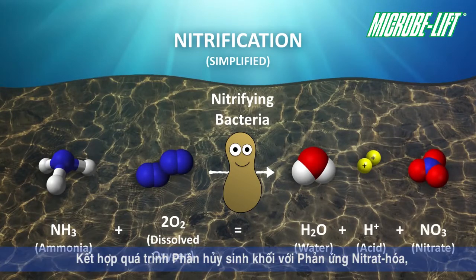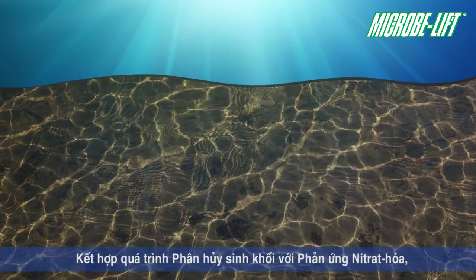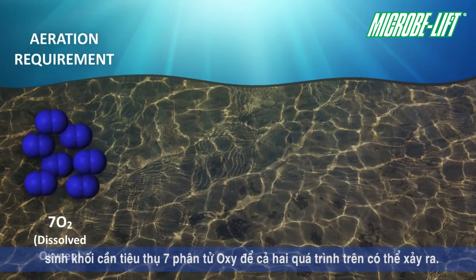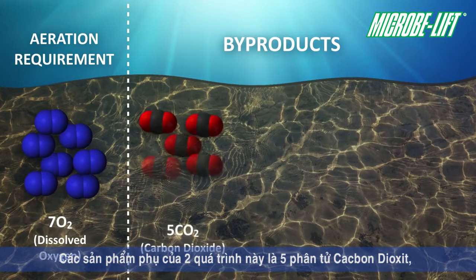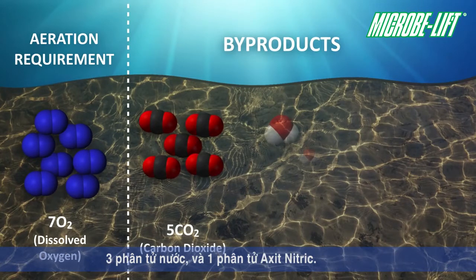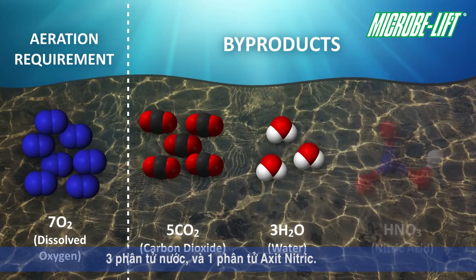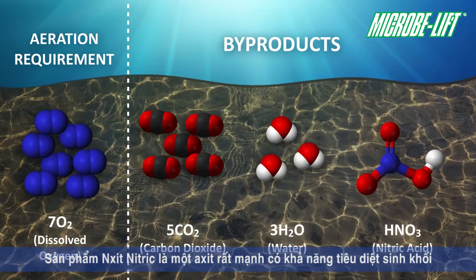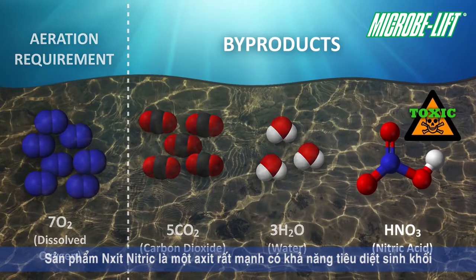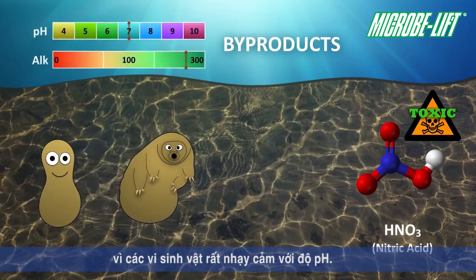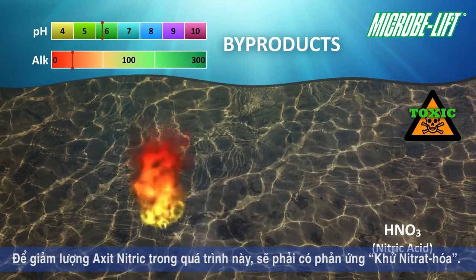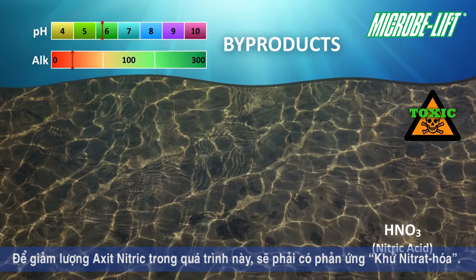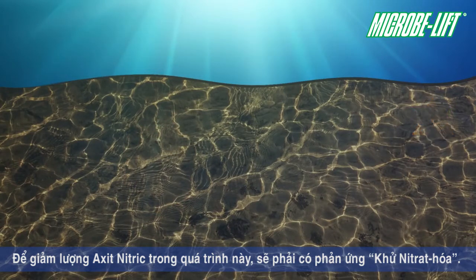Combining the biomass destruction with nitrification reaction, the biomass requires a total of 7 moles of oxygen for both processes to occur. The byproducts of the combined reactions are 5 moles of carbon dioxide, 3 moles of water, and 1 mole of nitric acid. Nitric acid is a very strong acid and can kill the biomass because microorganisms are very sensitive to pH conditions. In order to reduce nitric acid in the process, the denitrification process must occur.